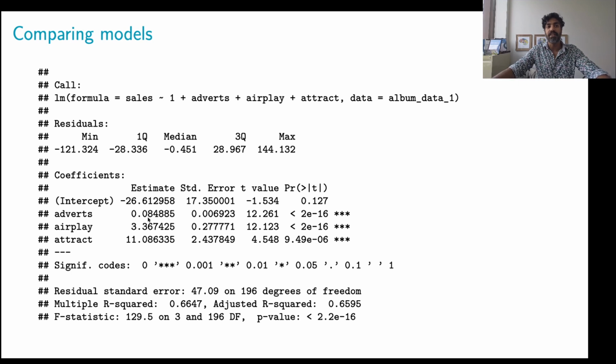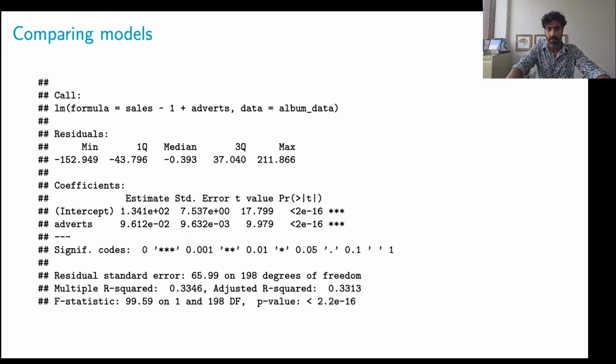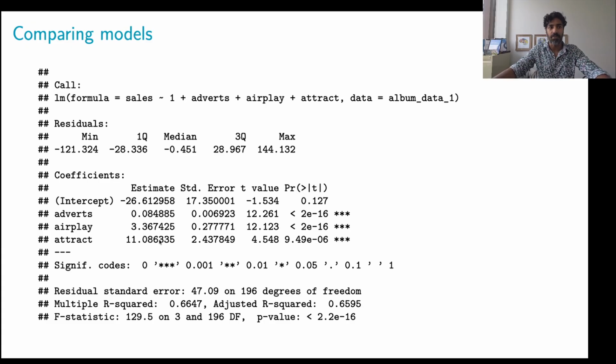So actually, the interpretation here is for every $100,000 spent on adverts, we have 84 increase in records sold here, because I think it's thousands of records. So 84 increased records sold for every $100,000 spent. So you see that's different from the 96 records sold in this model, because this model accounts for airplay and attractiveness. So for every $100,000 spent, we have 84 records sold after controlling for airplay and attractiveness.